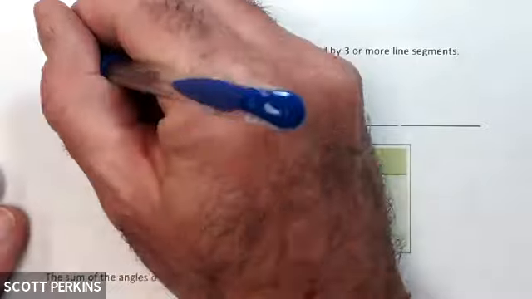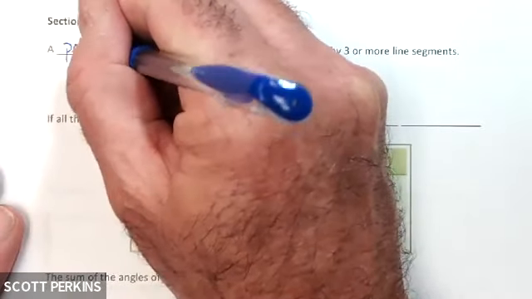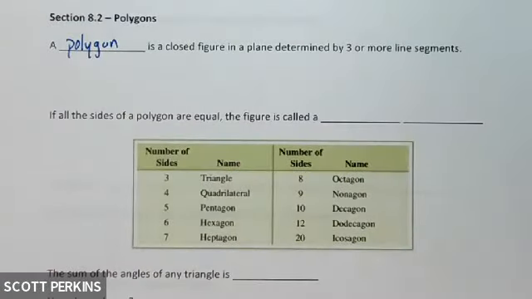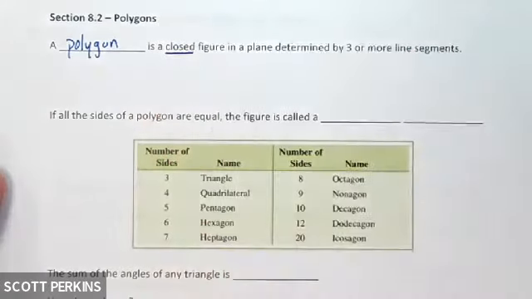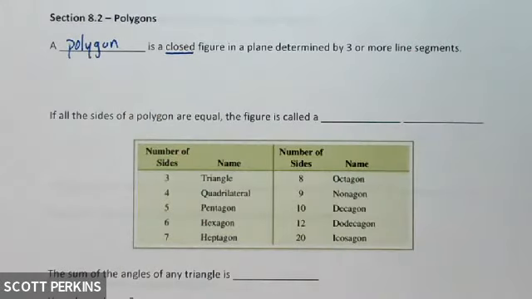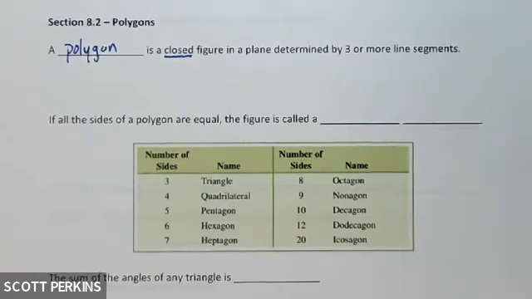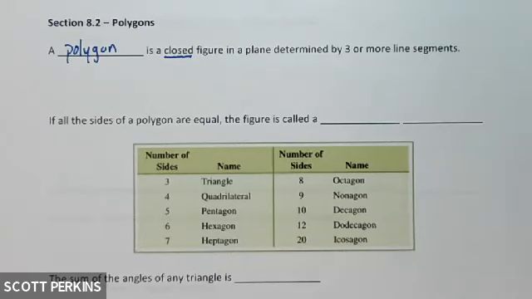So a polygon is a closed figure. This word is significant. I'll tell you what it means to be a closed figure versus an open figure. It's a closed figure in a plane determined by three or more line segments. Okay, so I'm just gonna draw a few examples. You can choose to draw them or not draw them.